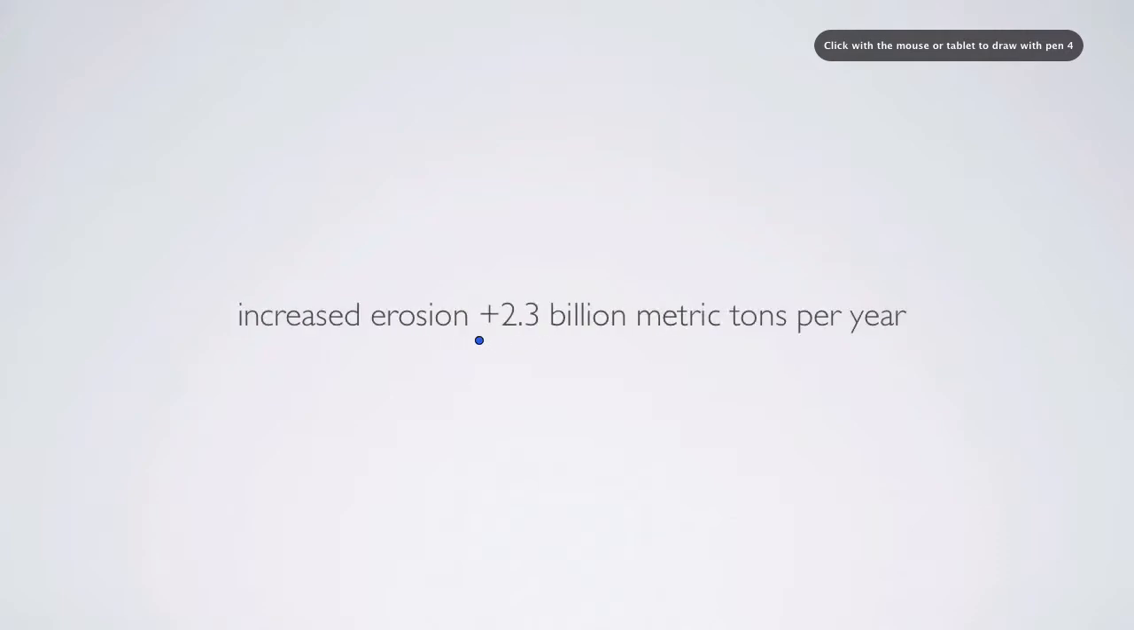Humans have had a big effect on erosion, and it's estimated that somewhere on the order of 2.3 billion metric tons per year of soil are eroded due to human activities. But we've also had effects where we've reduced the sediment flux to oceans and lakes by somewhere on the order of 1.4 billion metric tons per year. So not quite the same amount of the increase in erosion, but we've also reduced sediment flux through other processes.